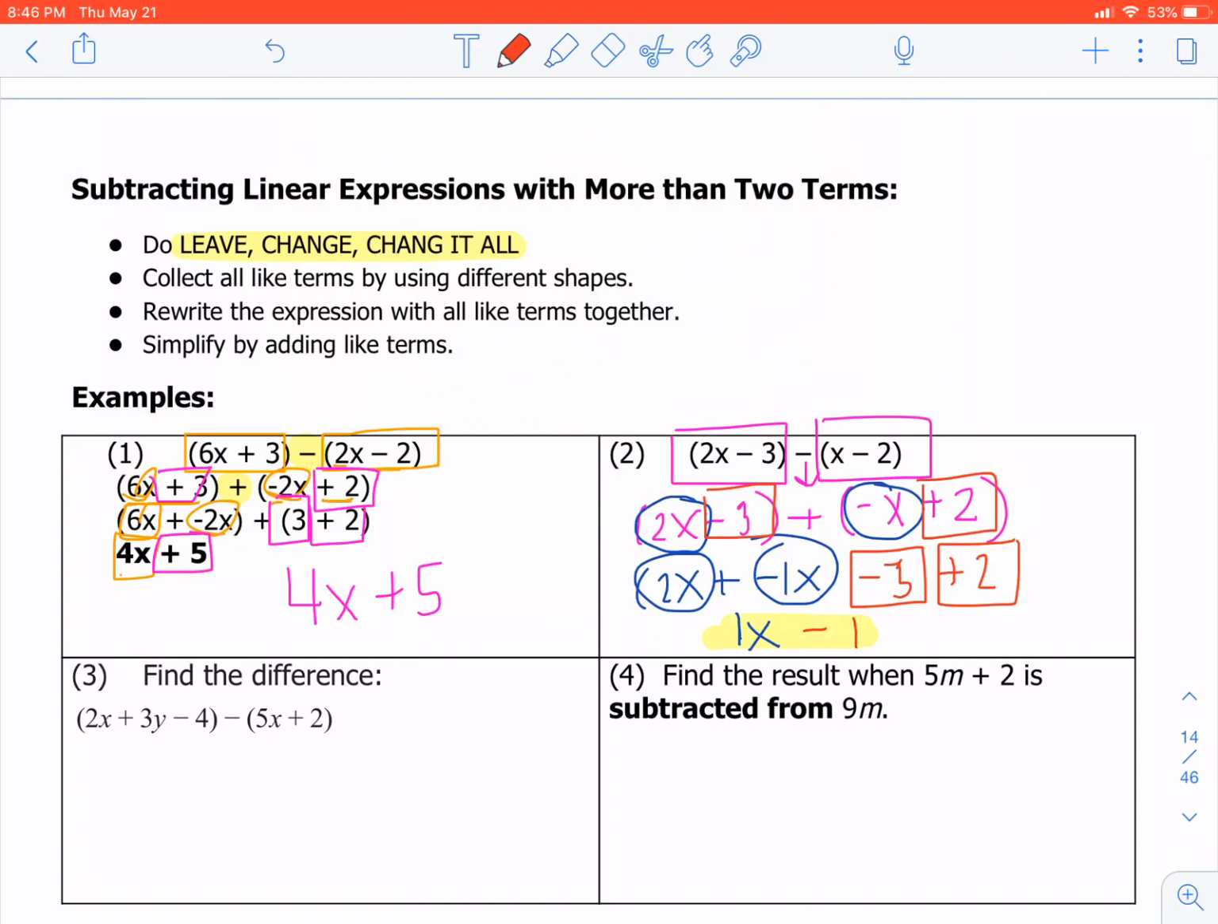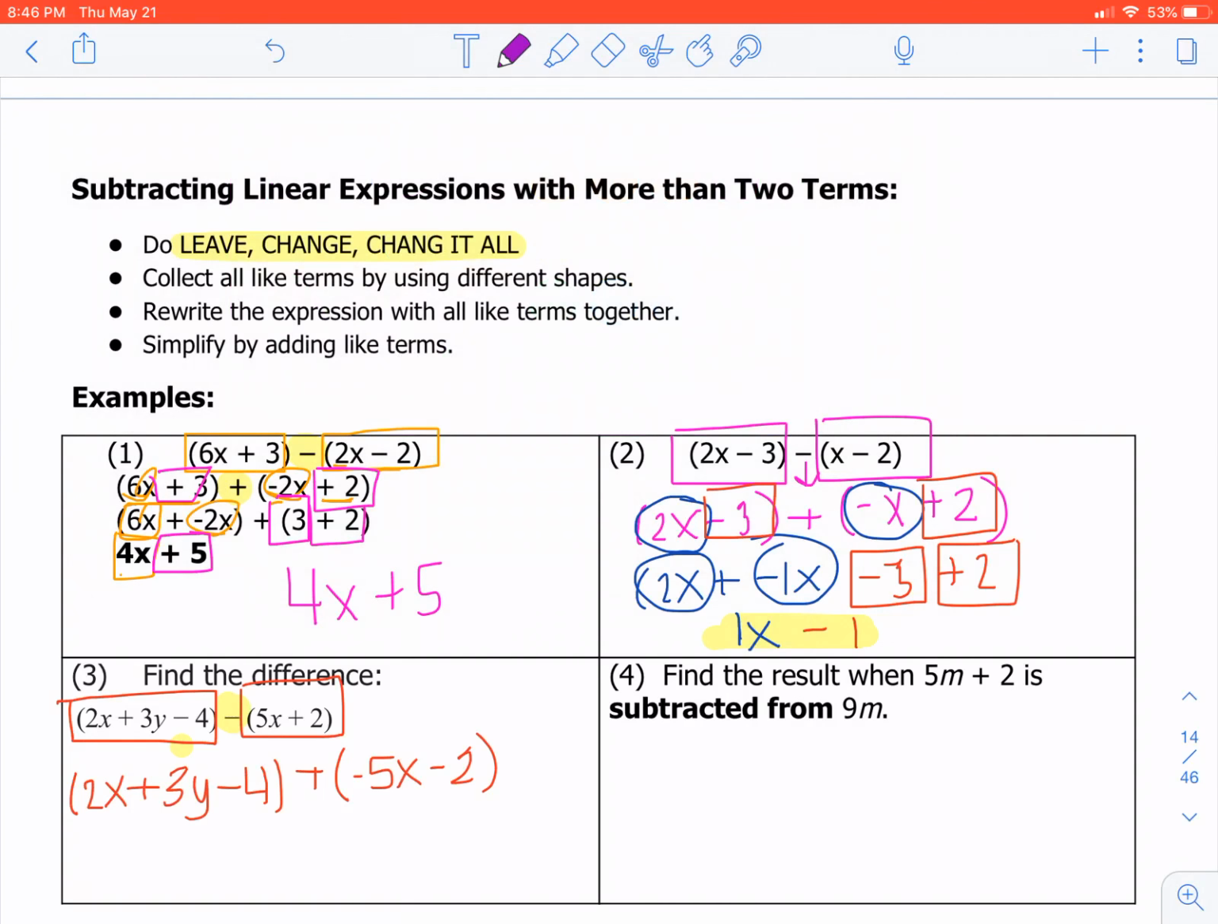All right, next example. Again, we're finding the difference. That means we're subtracting, and I see a lot of terms. So we're going to leave this whole first one as is. So 2x plus 3y minus 4, just leave it as is. We're going to change the minus sign to a plus sign. And then we're going to take this whole second one and change it to its opposite. So negative 5x minus 2. Negative 5 becomes negative 5, plus 2 becomes minus 2.